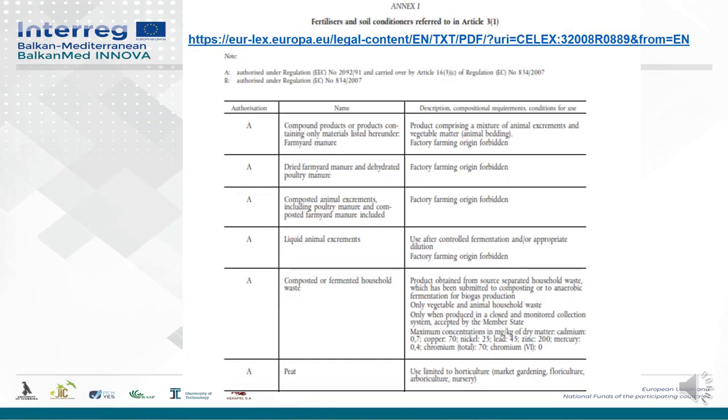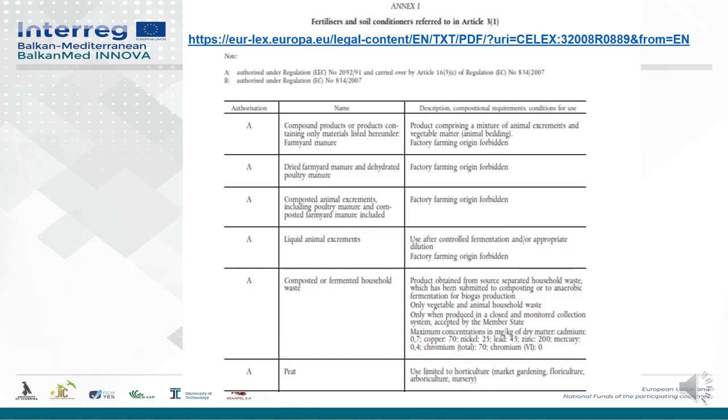Here you can see this Annex 1. Fertilizers and soil conditioners referred to in Article 3, paragraph 1. You can find it in the regulation, but however, in order to firstly have an idea, and then you can go deeper, we can discuss it here first. So what we see here is a list of different fertilizers and conditioners that can be used in organic farming.